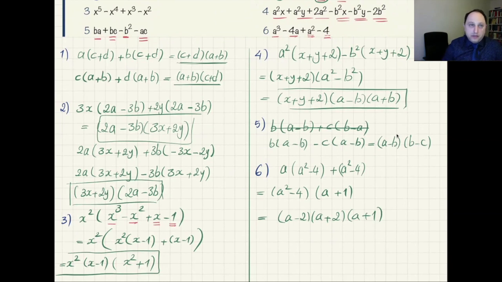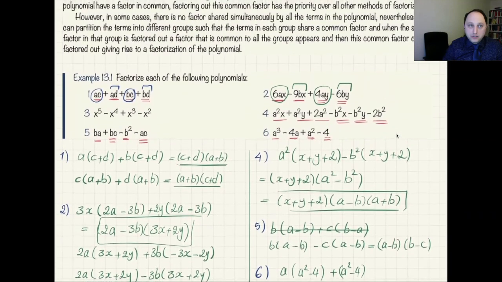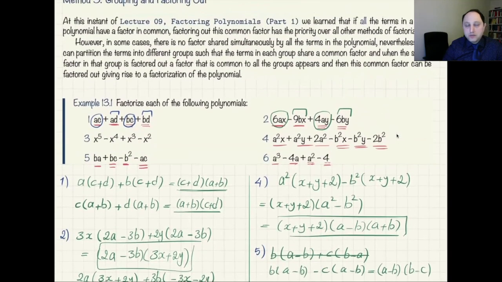Okay. So I hope that you also learned this technique. So this is now in your toolbox. Sometimes you need to factorize some polynomials with this grouping and factoring out. And these are some examples. I will also provide you with more problems in the problem set that you will have the link below this video.